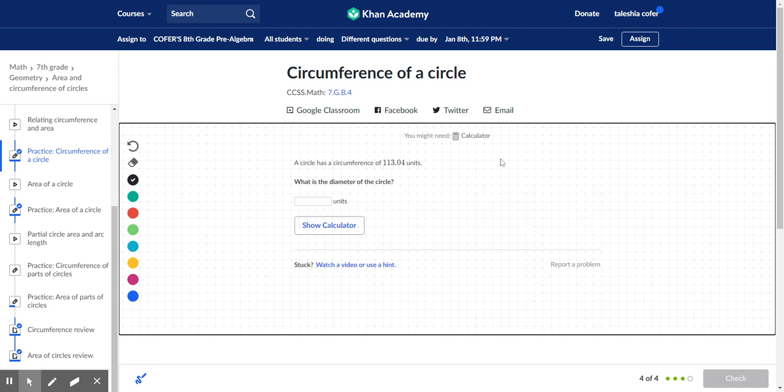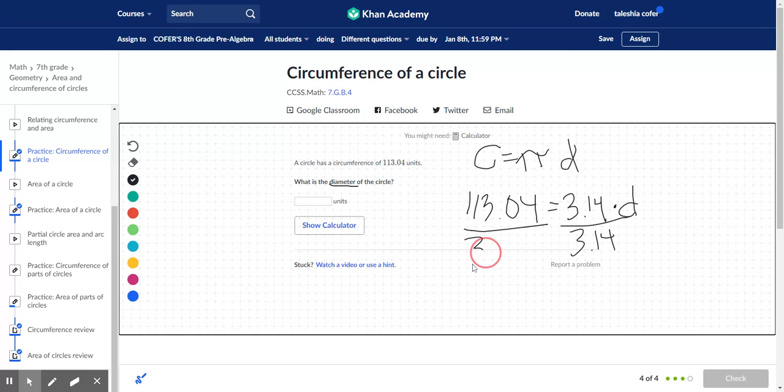On this one, they give us the circumference again, and they want to know what is the diameter. So I'm going to use the equation c equals pi times d. I know that c is 113.04, and it's equal to pi, which is 3.14, times whatever d is. In order to get the d by itself, I do the opposite of multiplication, which is division. So I'm going to divide this side by 3.14, and I'm going to divide this side by 3.14.